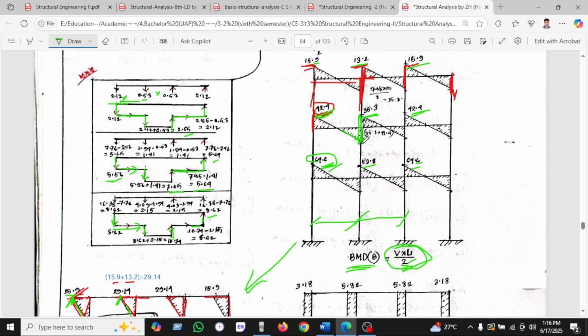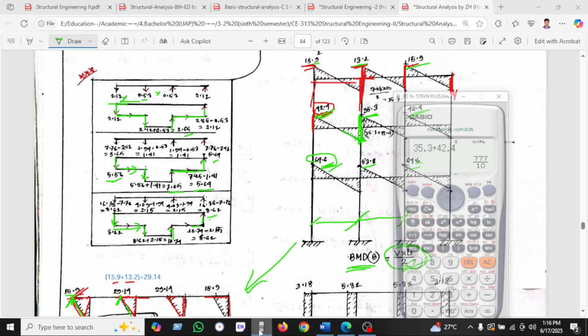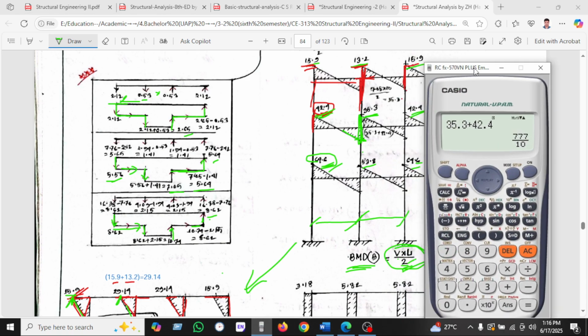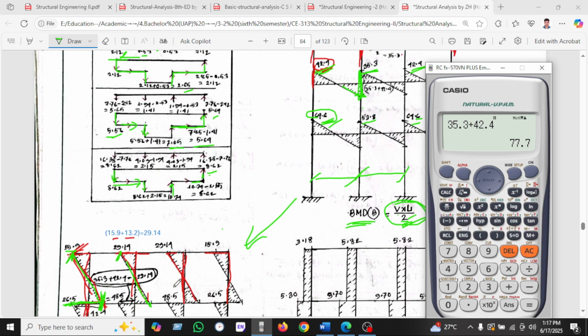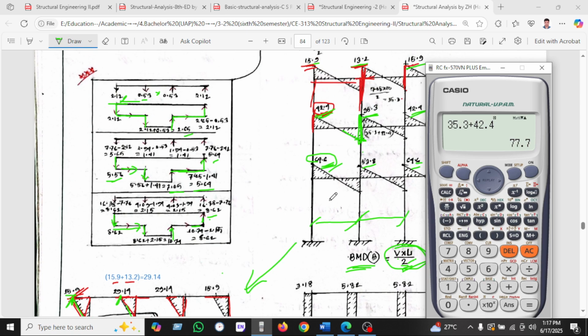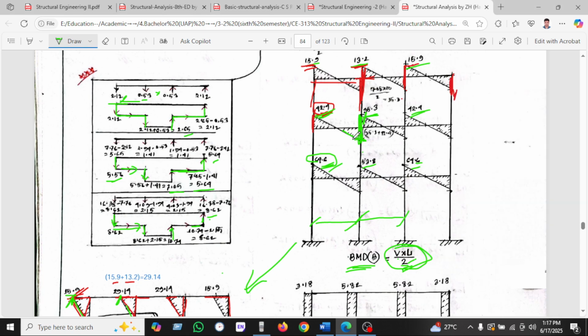So how much is the total load? If we calculate here 35.3 plus 42.5, it will be 77.7. So 77.7 will be distributed to this column.